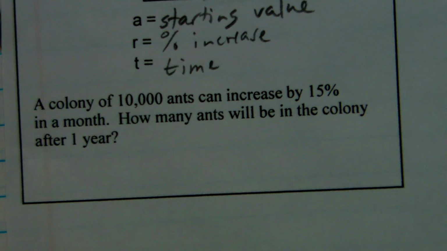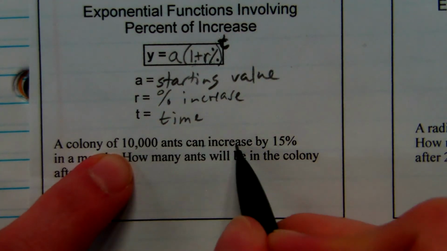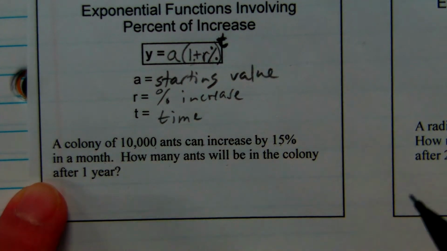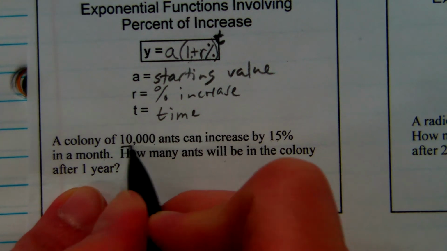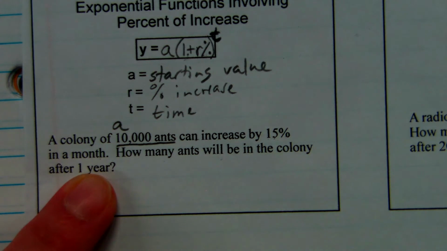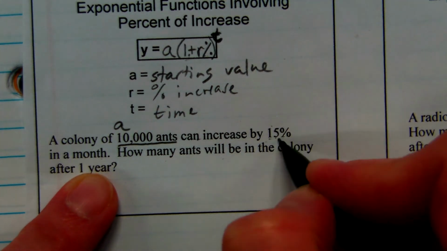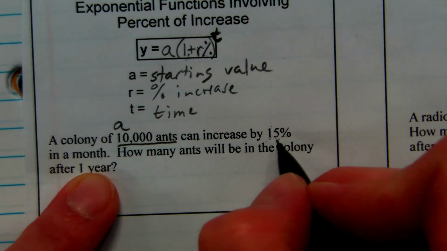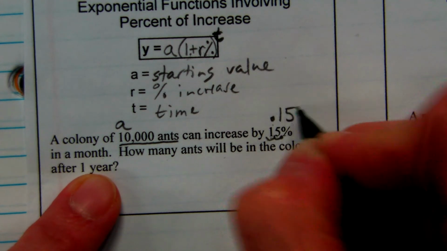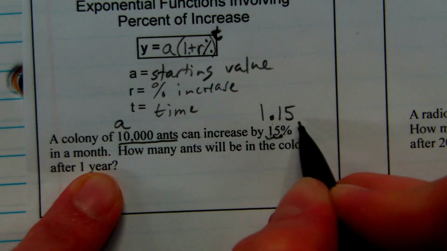So we're going to try another problem. It says, a colony of 10,000 ants can increase by 15% in a month. How many ants will be in the colony after 1 year? Okay, so 10,000 ants is going to be our starting value, so that's A. So the part that we usually think of as B, on here, they're telling us to do 1 plus the percent. So first of all, I have to change the percent, 15%, to a decimal. So my decimal point's right here. I'm going to take it back 2 places. So that's the same thing as 0.15. And then I'm going to add 1 to it. It just makes it 1.15.